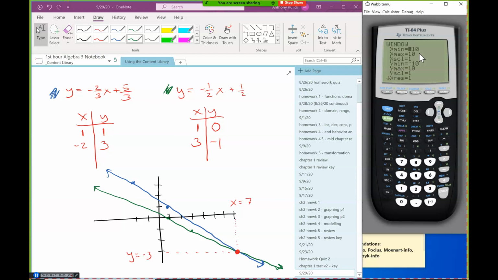If you can't see the intersection when you do the zoom standard, we'll go to our window, and if we need to see further to the right, we change the X max to a bigger number. Or if we need to see further to the left, we change the X min to a smaller number, say like negative 20. And then the same thing with up and down, except now you're talking about the Y max and Y min. Is that okay, guys? But we didn't need to do that here. Come on in. I just wanted to kind of talk about how you would do that if you got a situation where you couldn't see them.